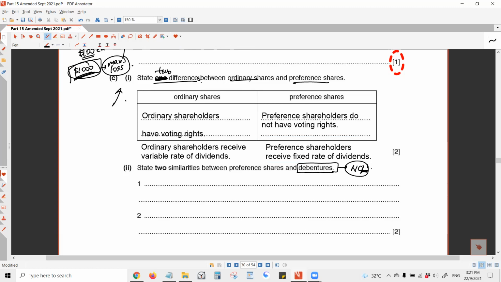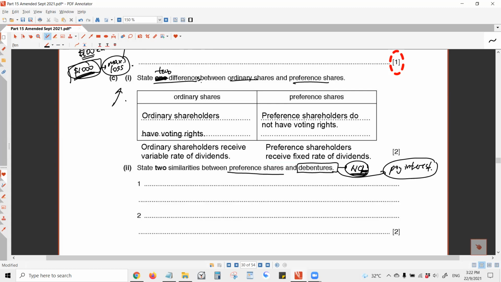For accountants, you only have to know that this is a non-current liability, and when you have debentures, you must pay interest. It's the same as long-term borrowing. Now, two similarities. Can you say that one is non-current liability and another is part of equity? No.